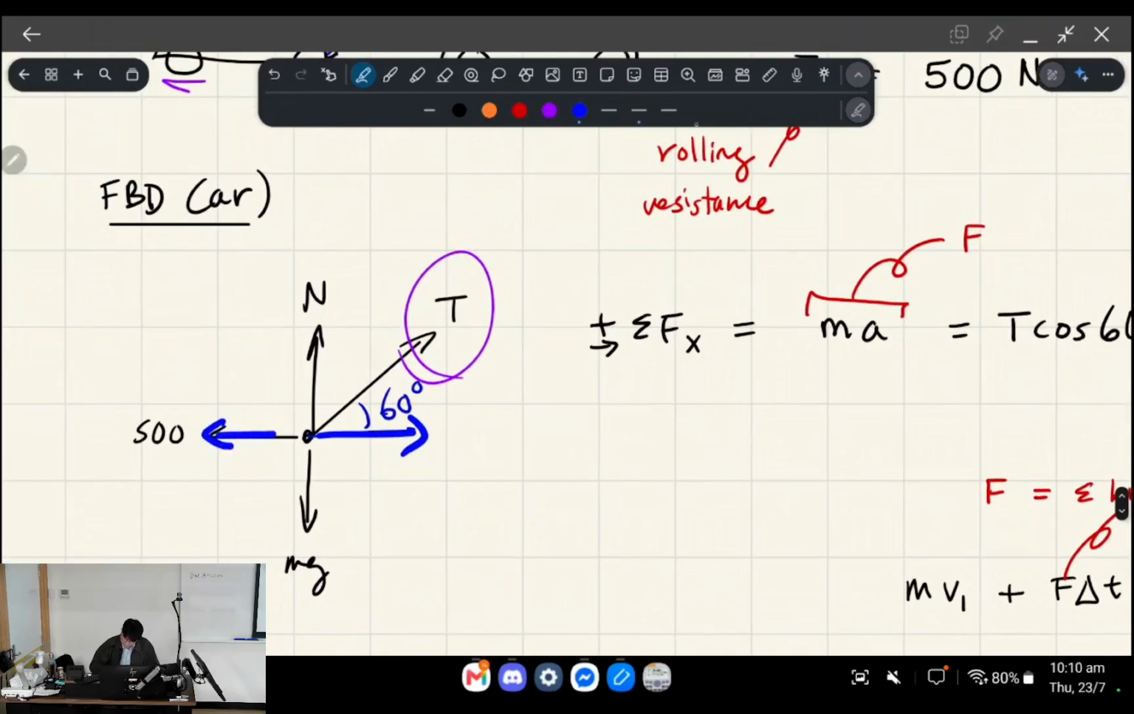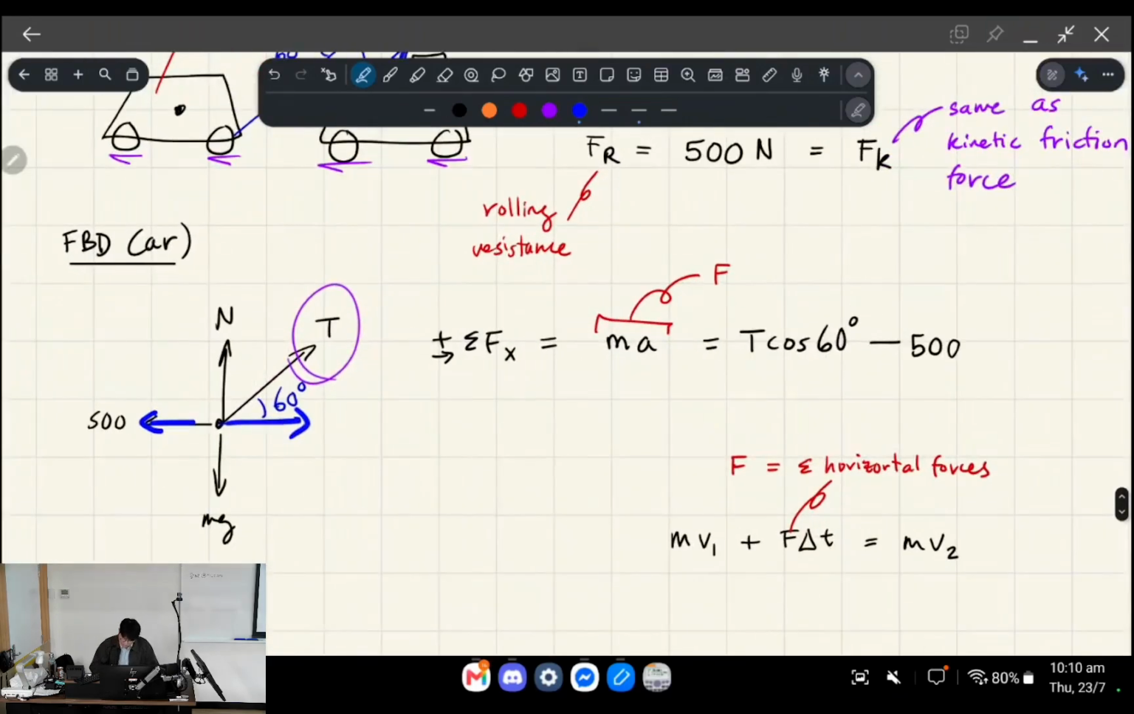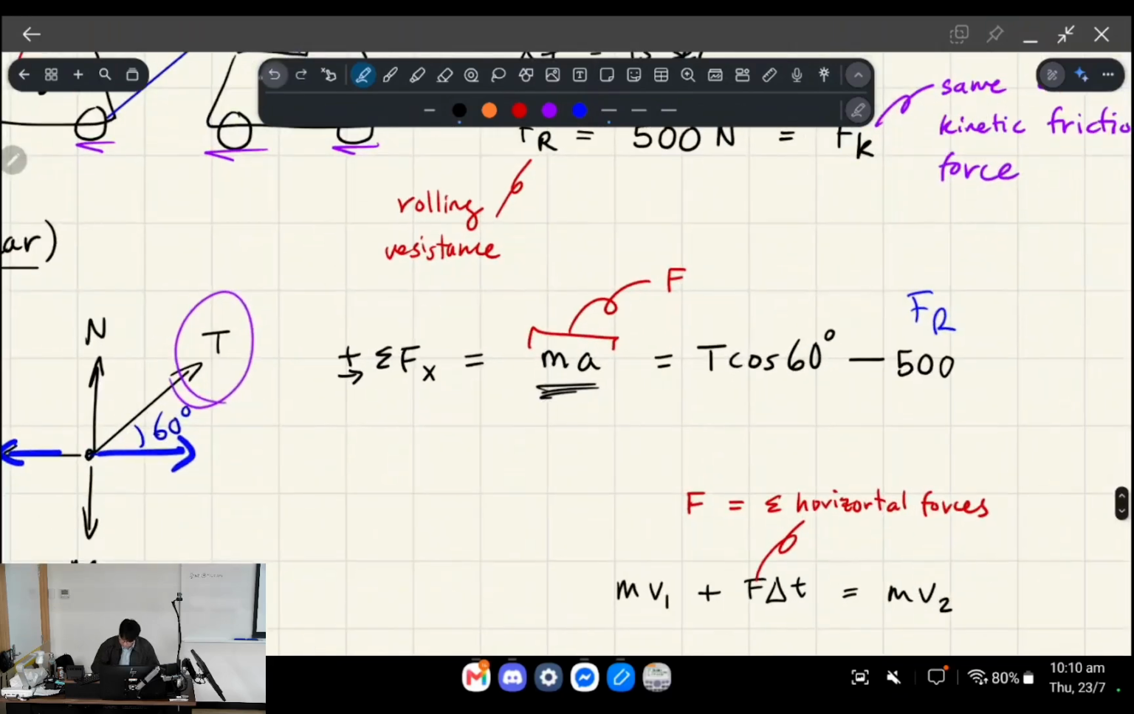And basically, it'll be like this, right? So we're looking at the horizontal component of tension. So that's T cosine 60. And we're going to subtract off the rolling friction. Okay, so this is the rolling friction, and this is going to be equal to MA. We're going to call MA F net. Okay, so this is the net force.